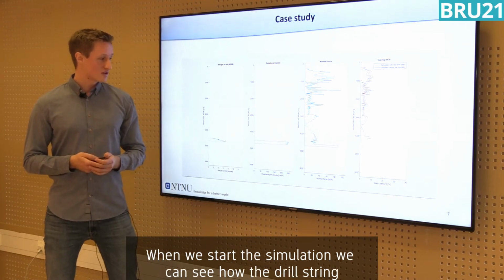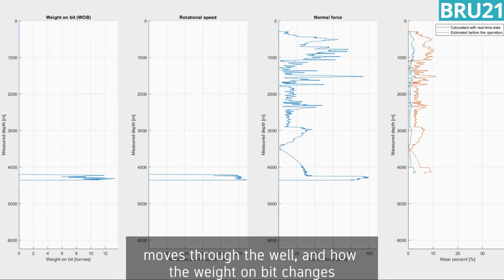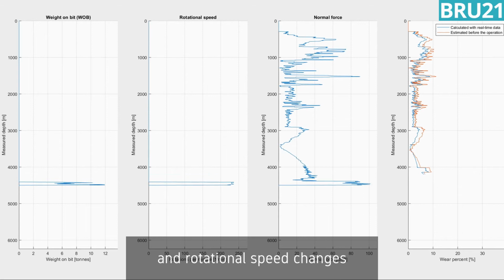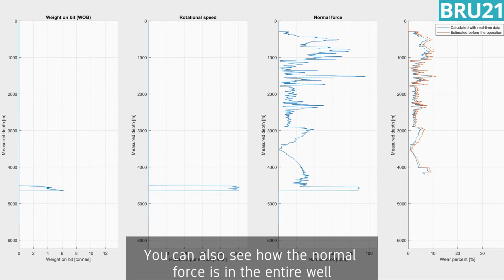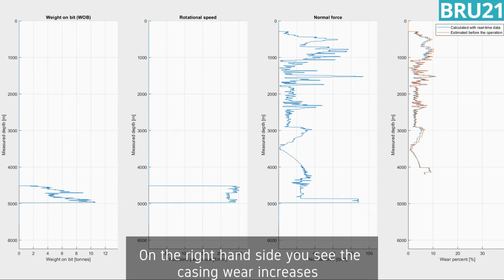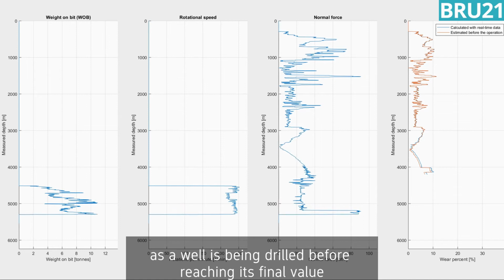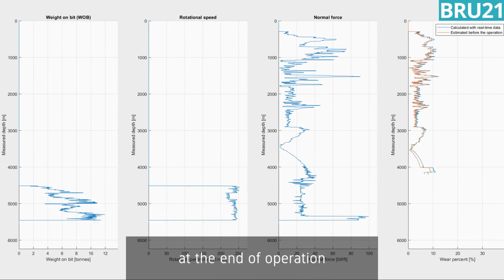When we start the simulation, we can see how the drill string moves through the well, and how the weight on bit changes and the rotational speed changes. You can also see how the normal force is in the entire well. On the right-hand side, you see the casing wear increases as the well is being drilled, before reaching its final value at the end of operation.